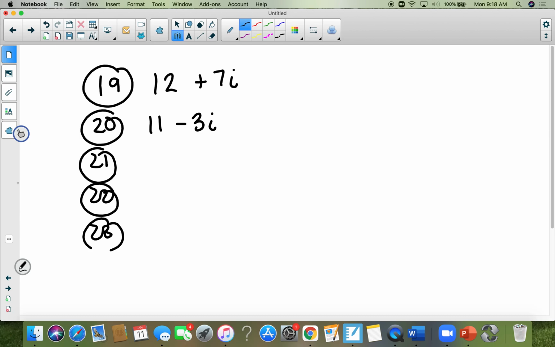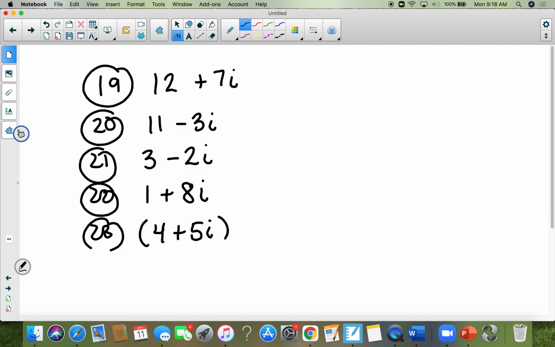21, you subtract the reals, 5 take away 2 is 3, a negative 6i minus a negative 4i is a negative 6i plus 4i, which is a negative 2i. 3 take away 2 is 1. 2i minus a negative 6i is really 2i plus 6i, which is 8i. Final answers. Okay, the next one I want to show my work.